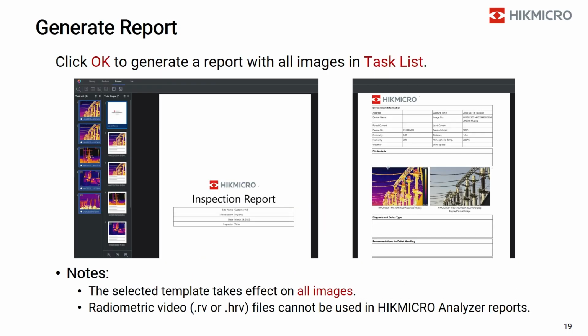Choosing a suitable template, you can click on OK to generate a report with all images in the task list. Users should know that the selected template will take effect on all images. Radiometric video files with the file name suffix of .rv or .hrv cannot be used in HIKMICRO Analyzer reports.